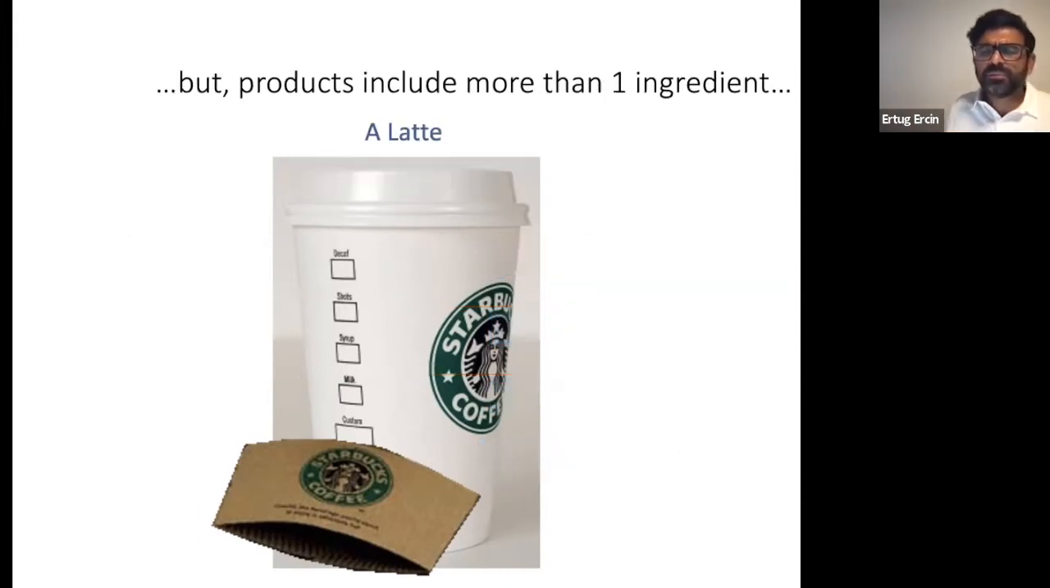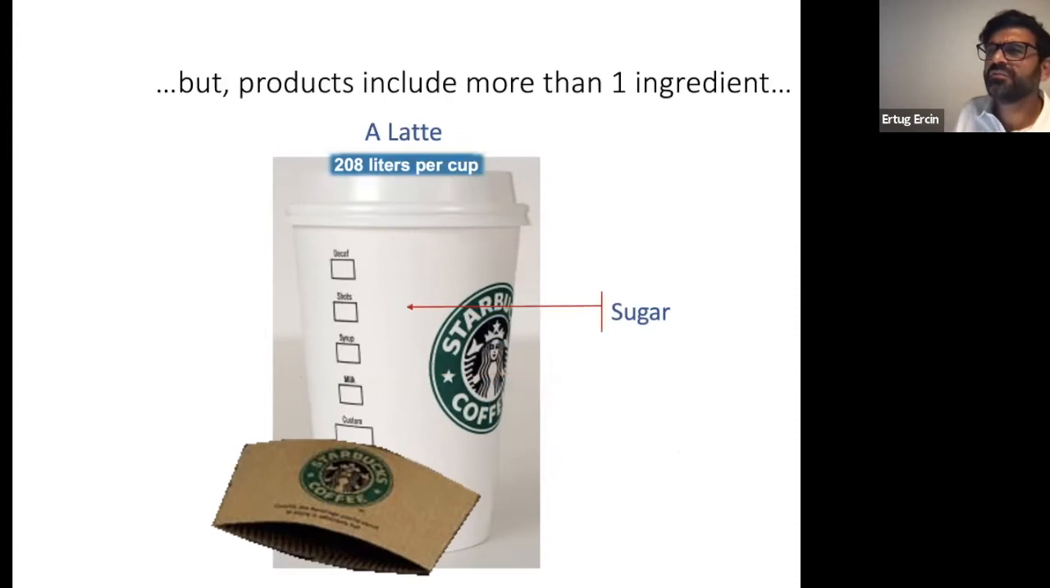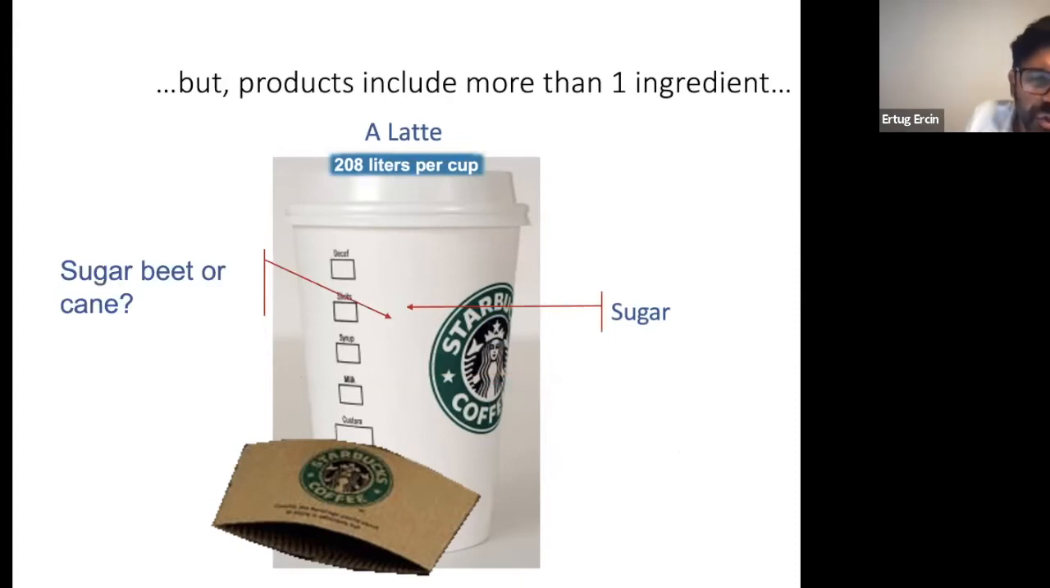But what does it mean? I mean, I have lots of water. Is it sugar beet, sugar cane, or high fructose maize sugar? That's very common, I think, in the US. In Europe, we don't have that. But where is it coming from?